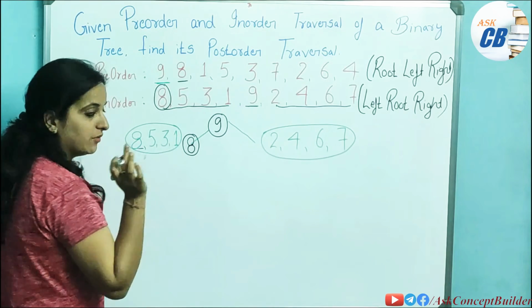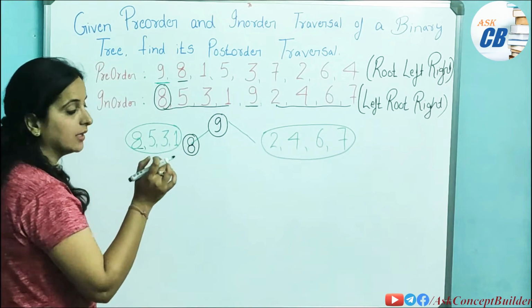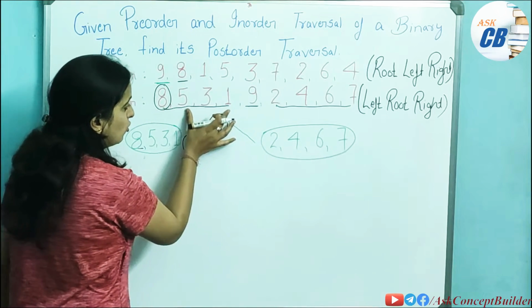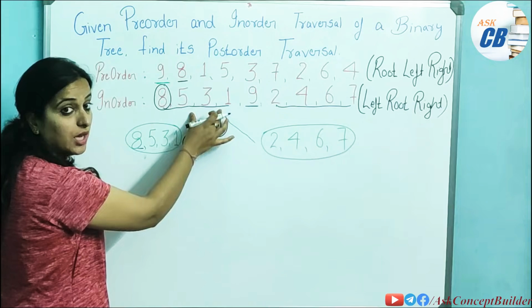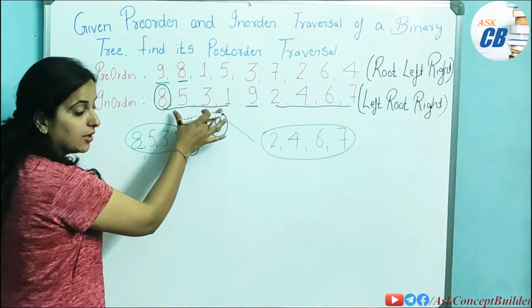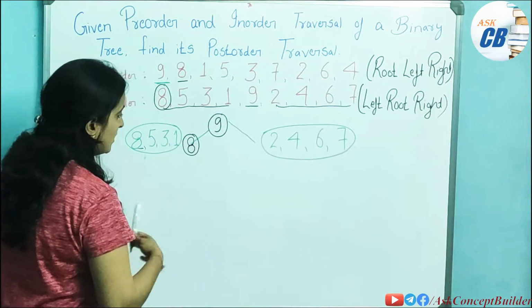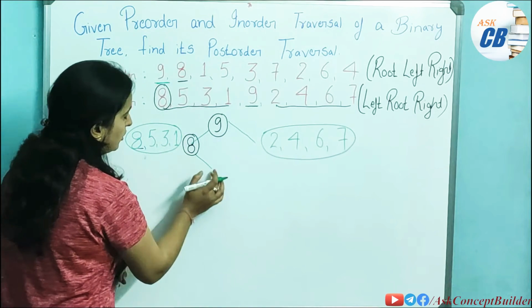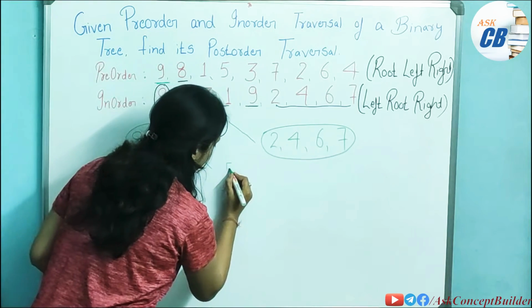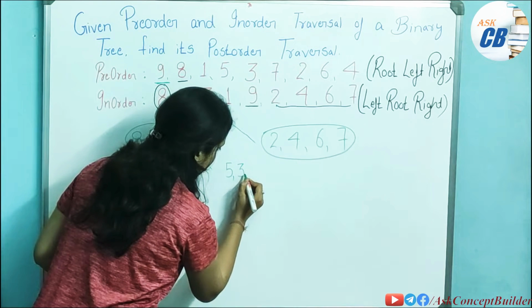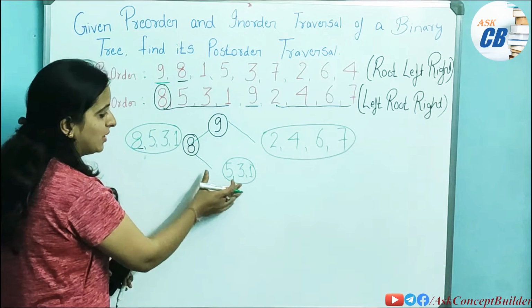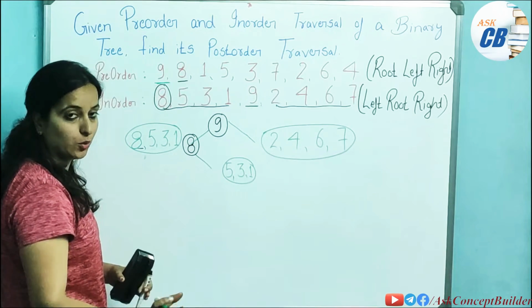So the remaining are 5, 3, 1. Where are these present with respect to this node 8 in your in-order traversal? 5, 3 and 1 are on the right of 8. So you will write these left out elements, 5, 3 and 1, on the right of 8. Now you are sure that these elements will come to the right of 8 only.